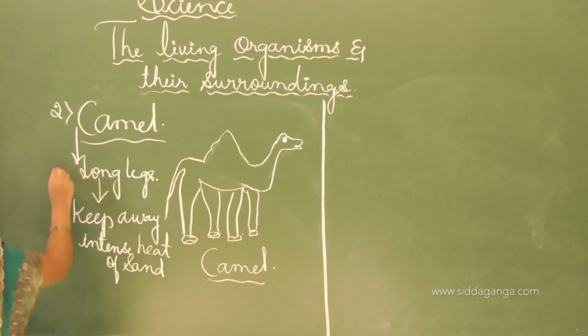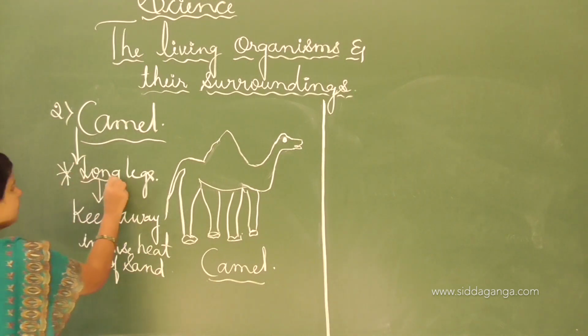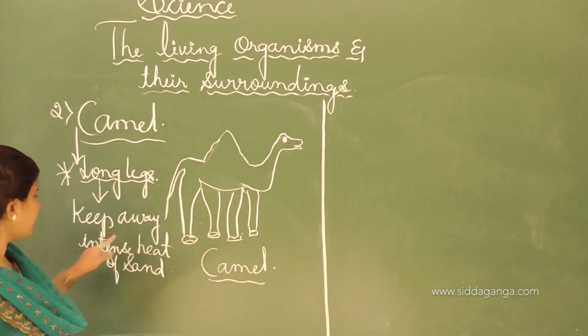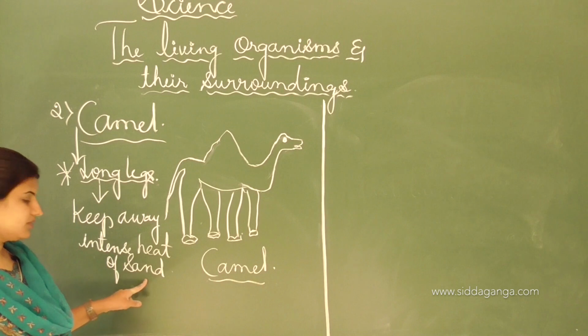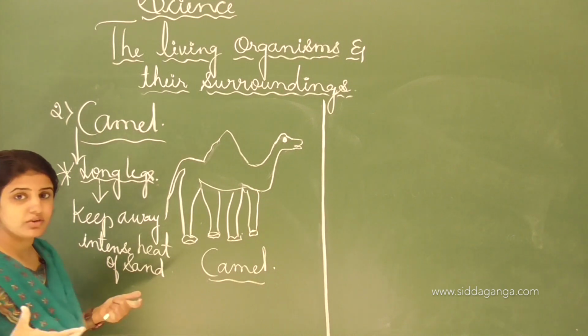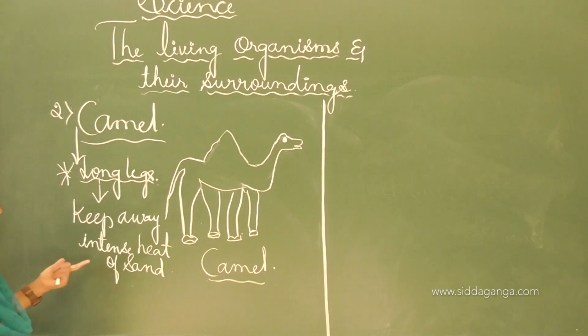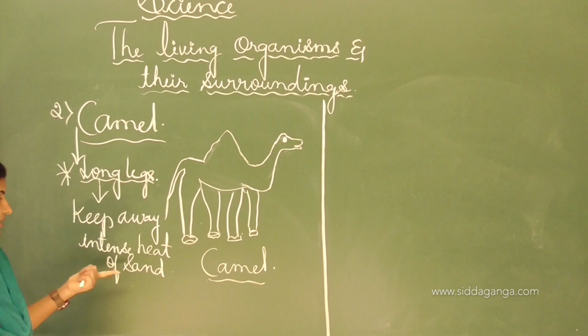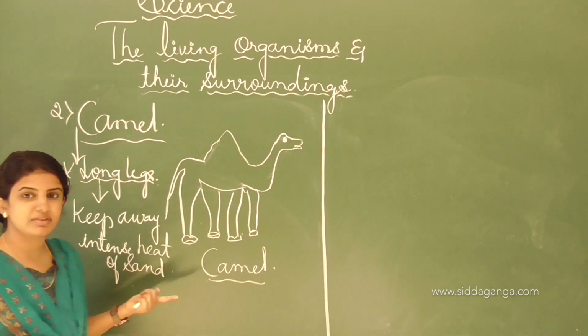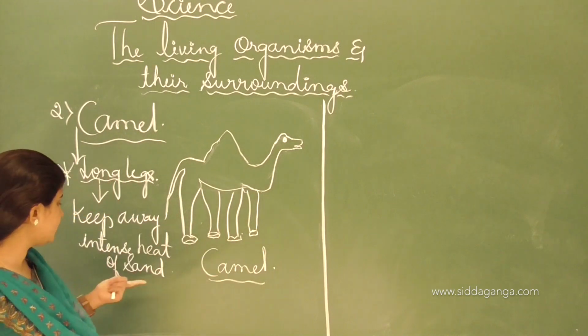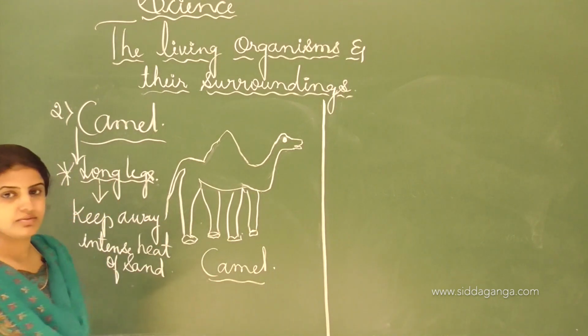See, camel having long legs, one of the features, which keep away the intense heat of the sand. Intense is nothing but very heavy heat. Very harsh climate is present in the desert region, and the long legs keep them away from the heat of the sand.